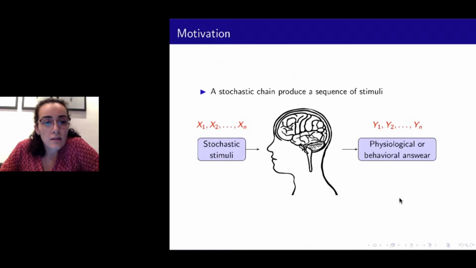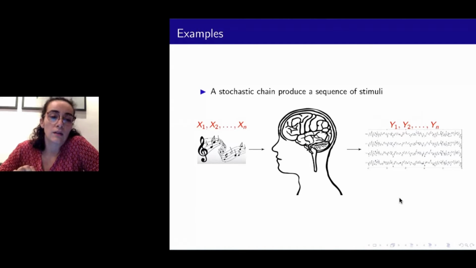So the motivation is this experimental protocol that Claudia told you before. We have some stochastic stimuli, and we expose some volunteer to these stochastic stimuli while we record some behavioral or physiological answer. In my case today, I will speak about physiological answers. In particular, I will speak about the case when we have some auditory stimuli, and the physiological answer that we are recording are electroencephalographic data, which basically record the electrical activity from the brain. From the mathematical point of view, we have some functions as answer.